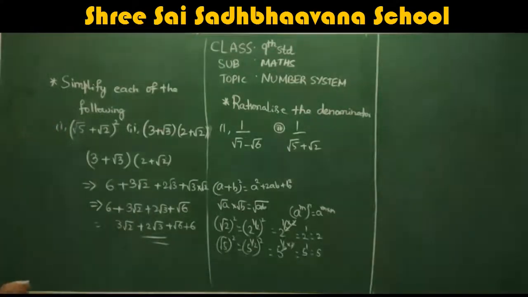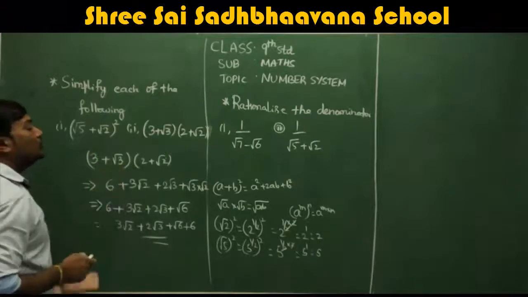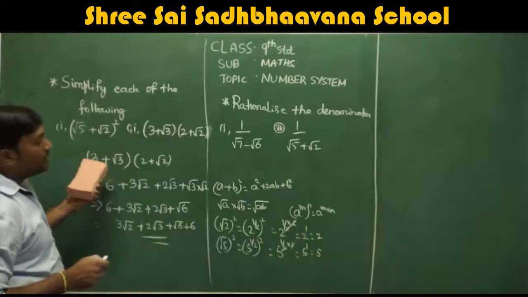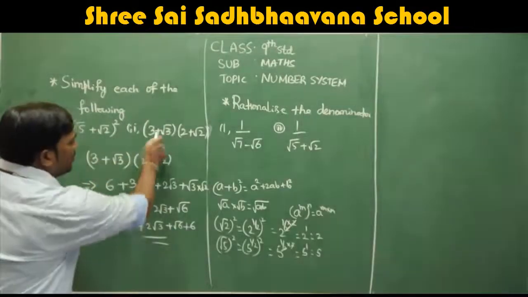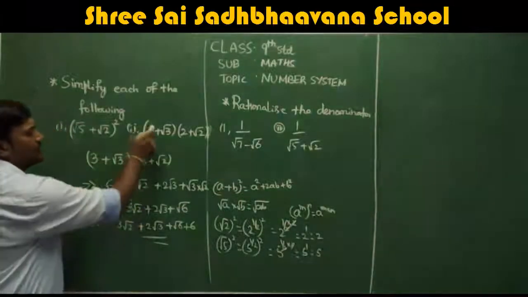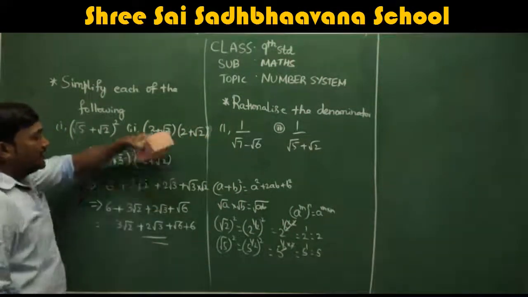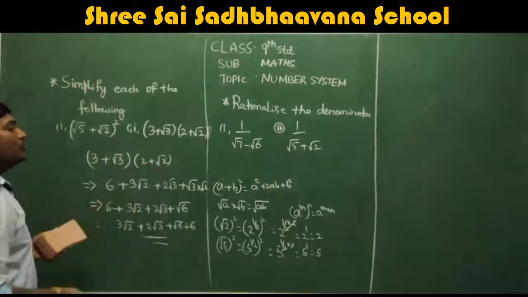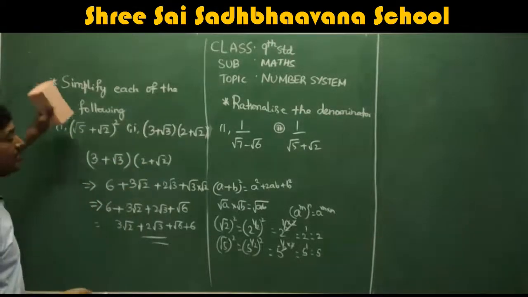What I did here, I'll explain once again. Here we cannot use any identity, because these two are different. We have 3 plus root 3, which is completely different; this 3 plus root 3 is not at all related to 2 plus root 2. They are different numbers. So definitely we have to go with term by term multiplication.